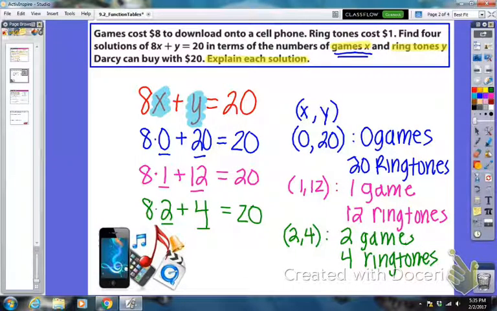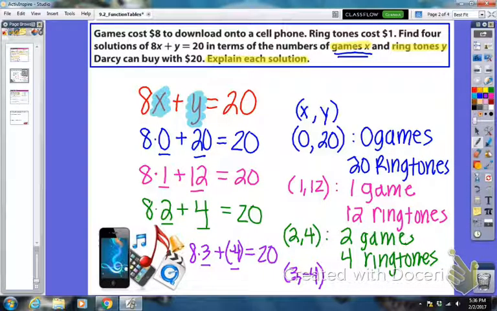Now I need one more solution. So let's go with the pattern here. Let's try 3. So if x was 3, I know that 8 times 3 is 24. So to make 20, this y value has to be -4. So my ordered pair would be 3, -4.